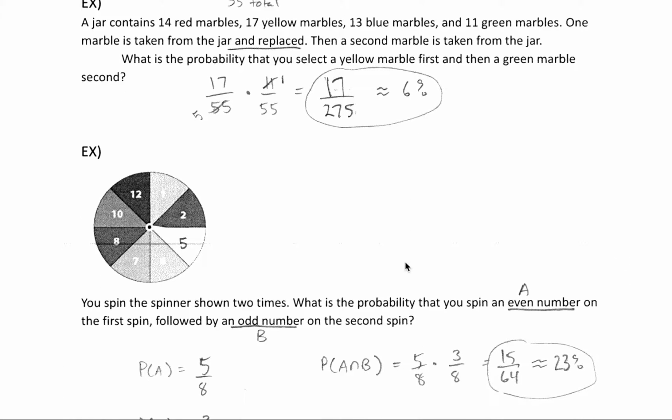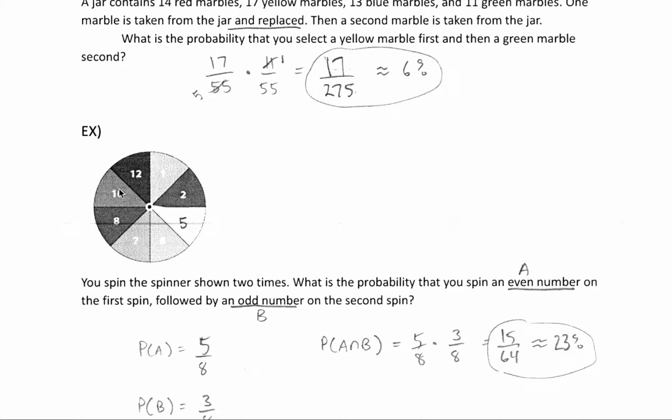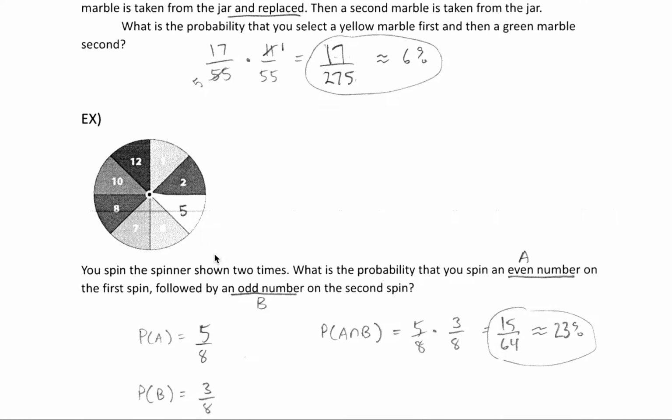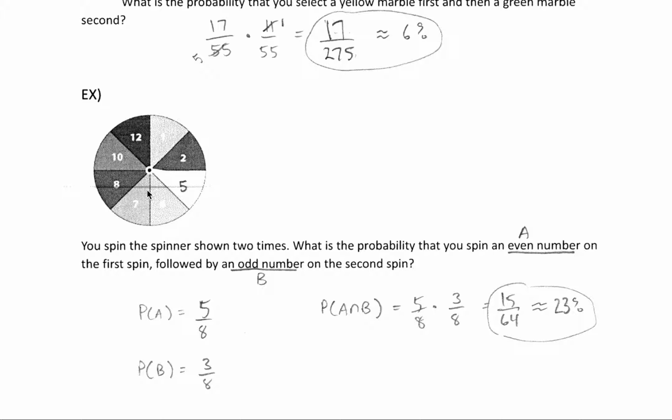Next, let's take a look at a spinner. This spinner has got equal area portions here, so the probability of landing on either section is equal. And it doesn't matter how many times I spin it, my probability is always going to be the same. There are 8 sections, and so I'm always going to be out of 8. So again, we got independent events. Doesn't matter how many times I spin it, it's not going to affect the next spin.